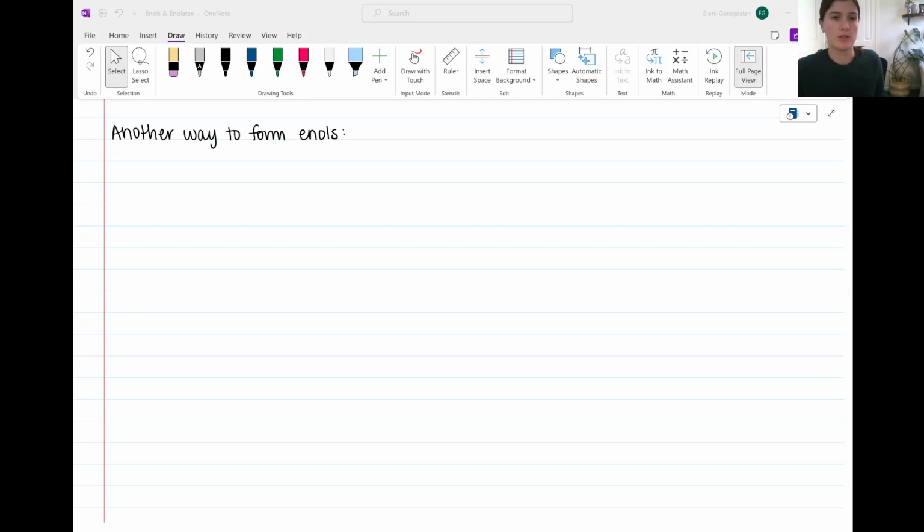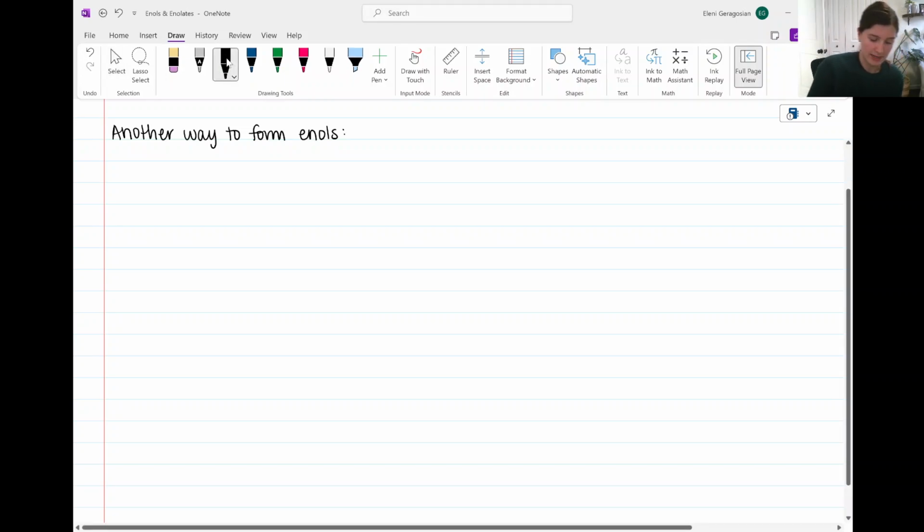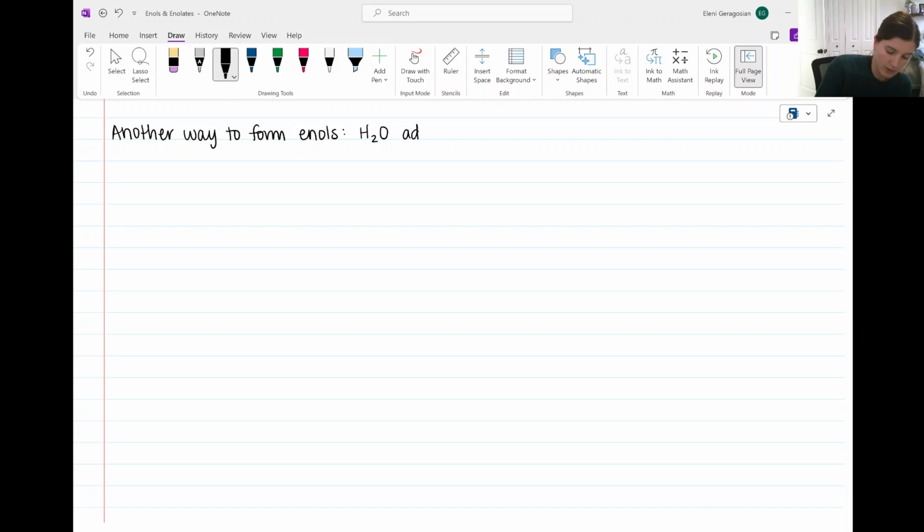In this video, we'll talk about another way to form enols. This is actually through a reaction that's covered in Organic Chemistry 1. So this is an addition reaction, and we're adding H2O. So H2O addition to an alkyne, so a molecule with a carbon-to-carbon triple bond.